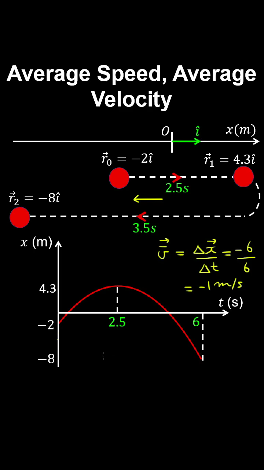Now average speed, on the other hand, is equal to the distance over time. So between 0 and 6 seconds, the particle travels from minus 2 to 4.3, so that would be 6.3 meters, and from 4.3 to minus 8 is another 12.3 meters. So that will be 18.6 meters travelled in total over the time, which is 6 seconds, which is an average speed of 3.1 meters per second. Note that this is a scalar which only has a magnitude and no direction.